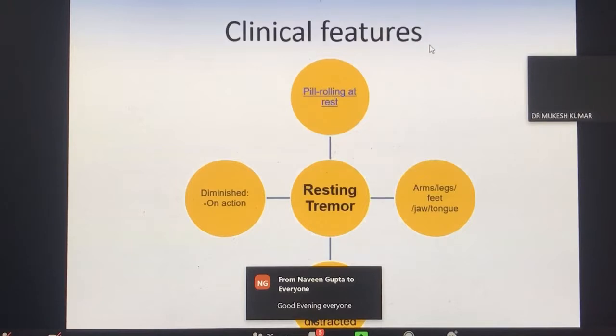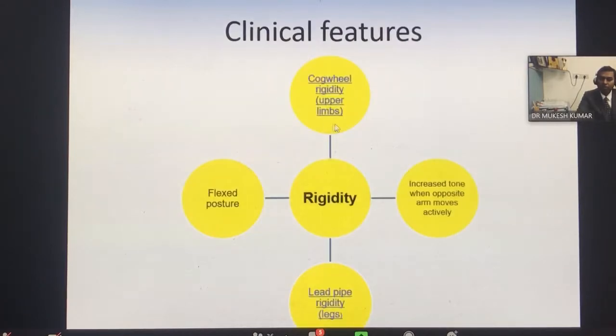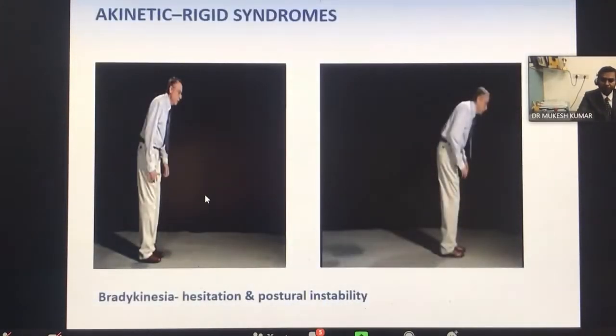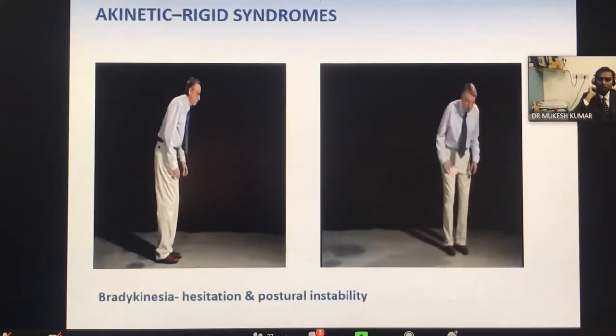So it improves on distraction and at rest. And then the second component is rigidity. Rigidity is usually cogwheel rigidity in the upper limbs, lead pipe rigidity in the lower limbs, and it usually increases tone whenever the opposite arm moves actively. Just for example, this is one of the typical features.